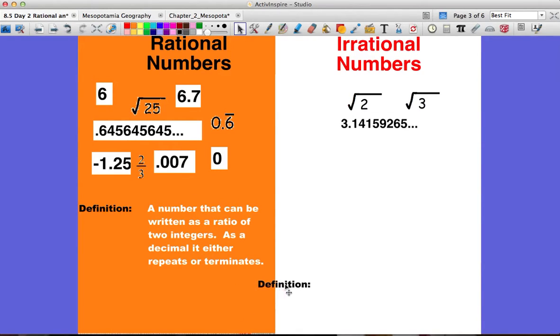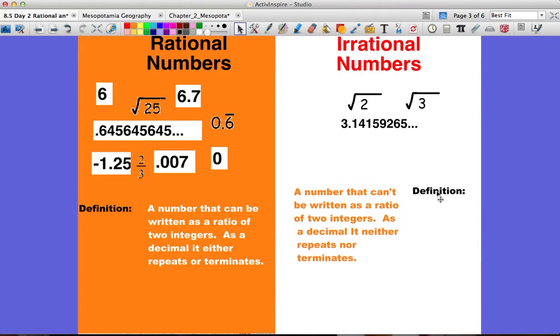The definition of an irrational number is a number that can't be written as a ratio of two integers, and as a decimal, it neither repeats nor terminates. So what this means to us is if we change any fraction to a decimal, if it repeats or terminates, it is considered a rational number. If it goes on forever without repeating, it is considered an irrational number. All integers and whole numbers are, however, rational numbers.